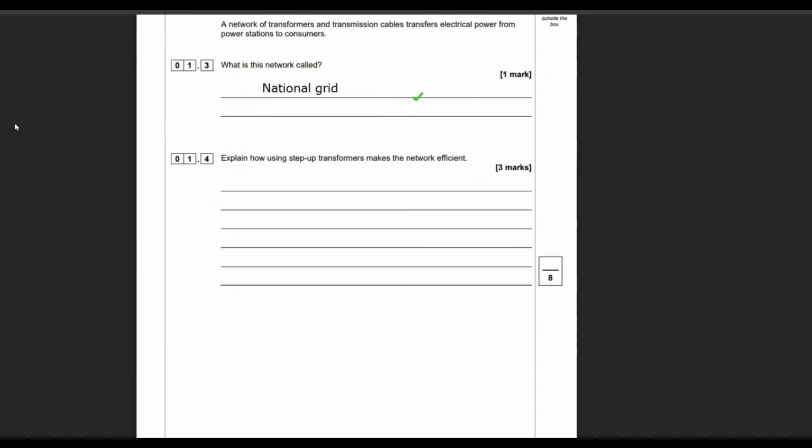And if you don't know it, why don't you put it on a revision card? And then you can learn it off by heart, along with other things that you don't know that are just memory recall. 1.4, explain how using step-up transformers makes the network efficient. Right, I'm going to do a little drawing of the national grid.